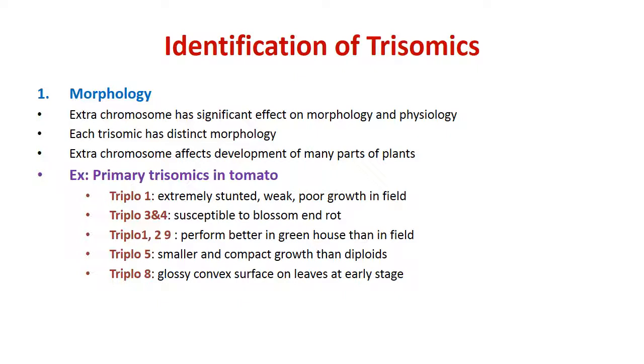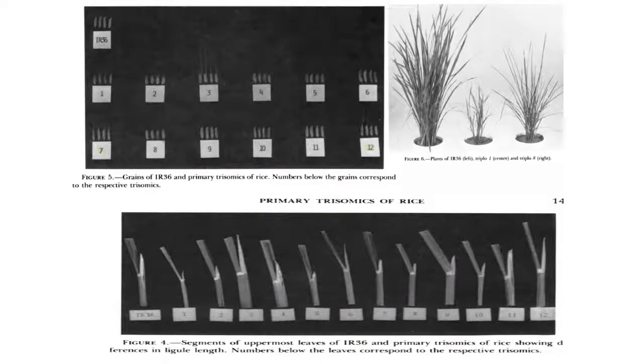Triplo 1 to 9 means perform better in greenhouse than in field condition. Triplo 5 is smaller and more compact in growth than diploids. Triplo 8 means glossy convex surface on leaves at early stage. This is how the different stages are represented, and the observations are made in IR 36 rice.